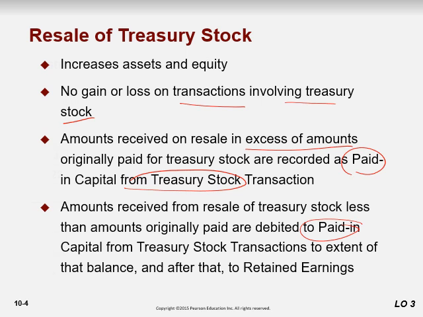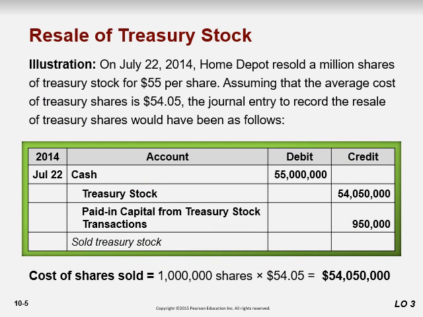Okay, let's talk about an illustration here. Pause the video and read the illustration, and then we solve it together. Here we go. On July 22, 2014, Depot resold 1 million shares of treasury stock for $55 per share. Assuming that the average cost of treasury stock was $54.05, the cost was 54.05 but they sell at 55. It means they receive 0.95 more, right?